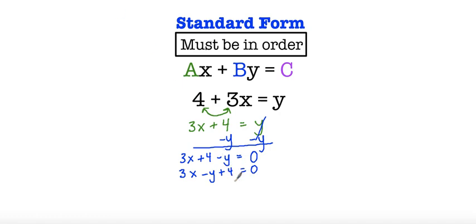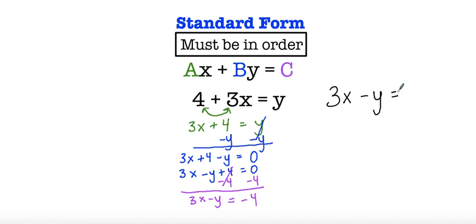In order to get rid of this positive 4, we do have to use the inverse operation and subtract 4 from both sides. The 3x minus y remains untouched. This cancels out, and I'm left with 3x minus y is equal to negative 4. And I'm going to rewrite that a little bit bigger. So I had 3x minus y is equal to negative 4.